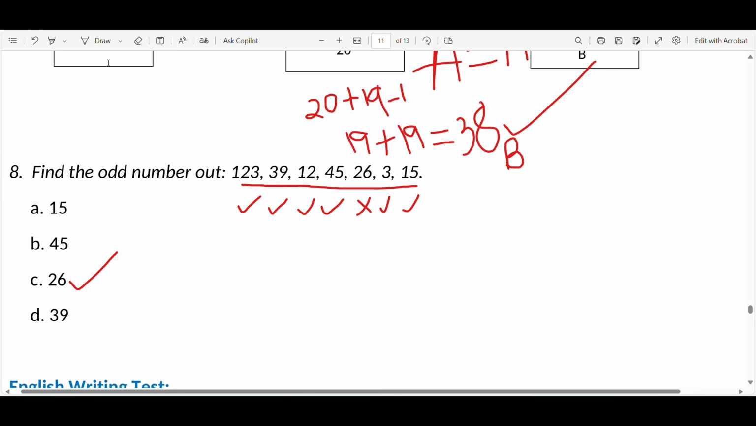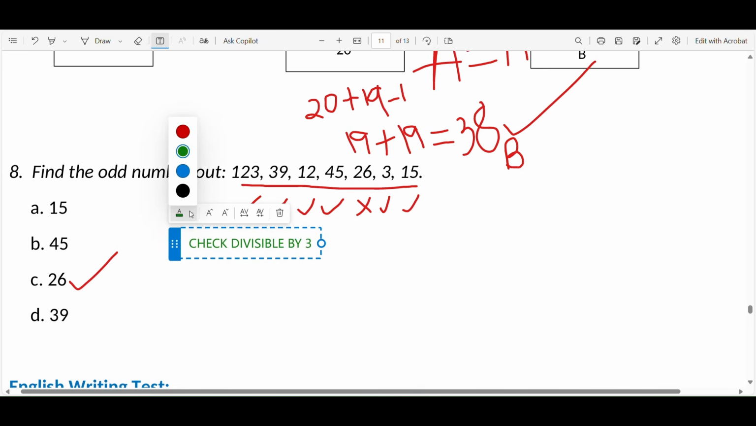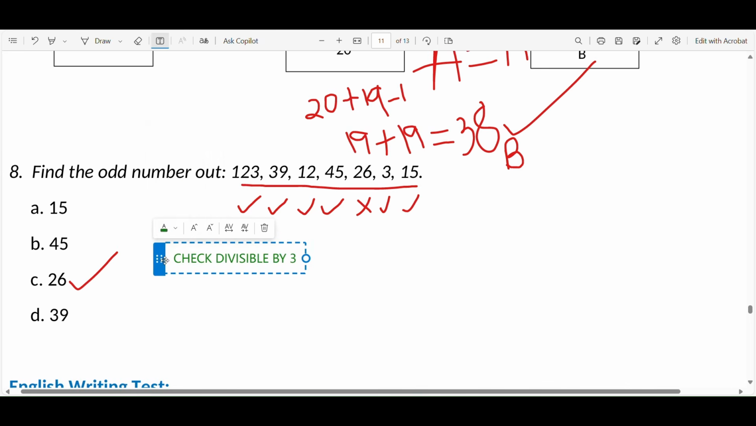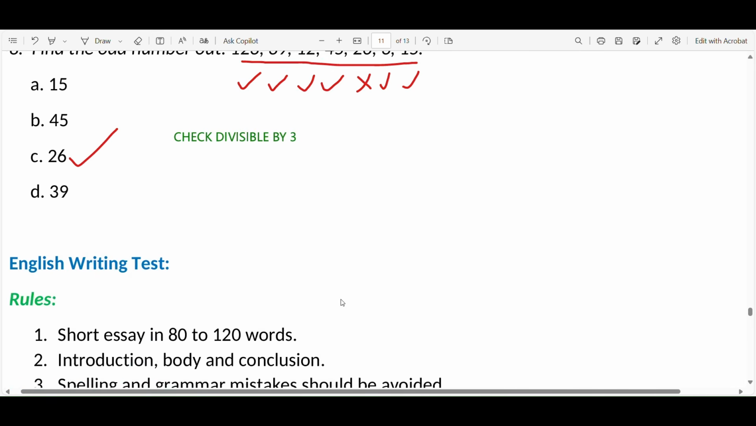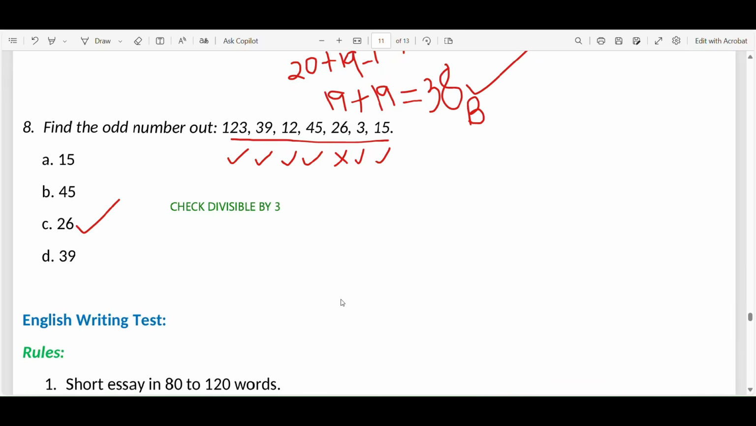So this is like divisible by 3. Let me write here, divisible by 3. Let me change the color as everything is red here. Yes. Then you will be getting the answer. So this is all about today's class.